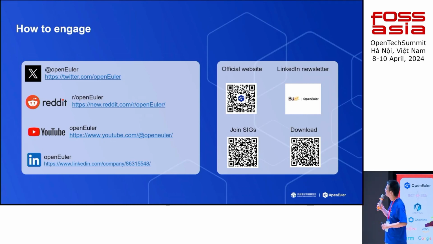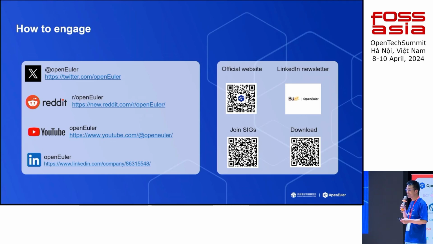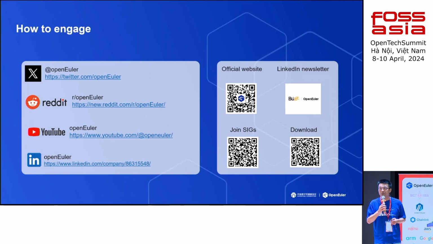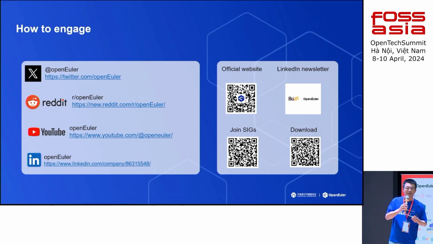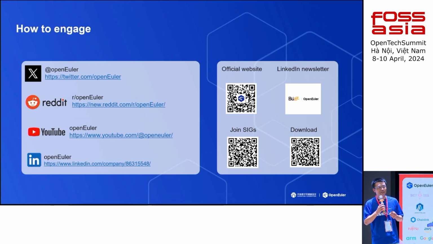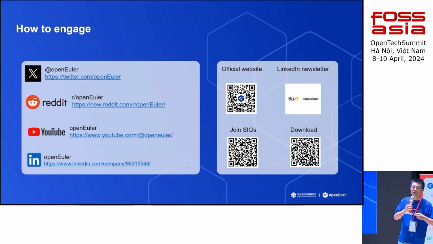Okay, here we go. How to engage? It's very easy. You can go to Twitter. You can go to the website to contact us, approach us. So I hope in Vietnam, the new generation of developers can try our new projects, and we work together to achieve something, maybe to change the old, traditional operating system. Okay, thank you.